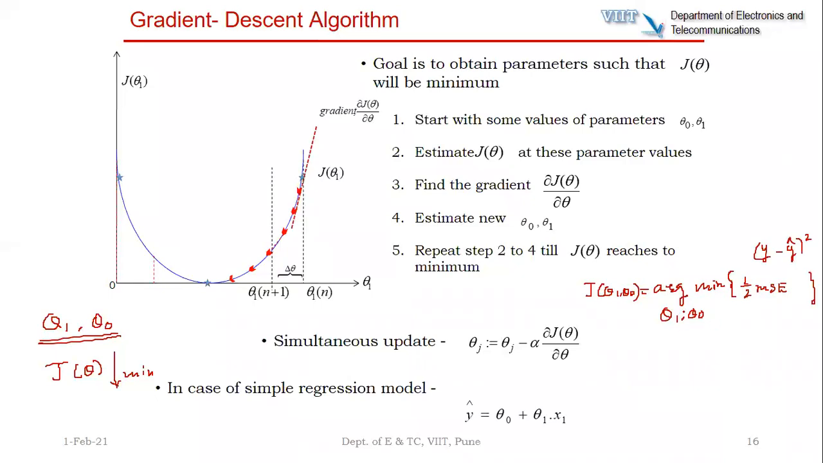So how do we do this? The problem is, first we have to find out the gradient. So start with some values of parameters, let us say theta 0 and theta 1. Now in the previous example, we have taken theta 0 as 0. That is, the y-intercept we have considered as 0. So this is the model: y cap is equal to theta 1 x.